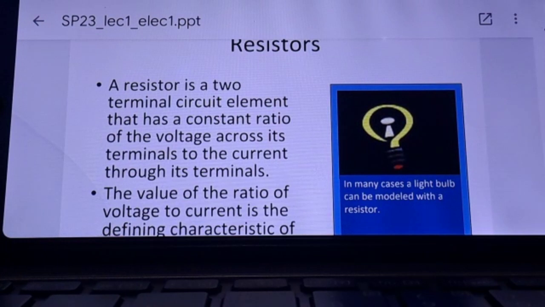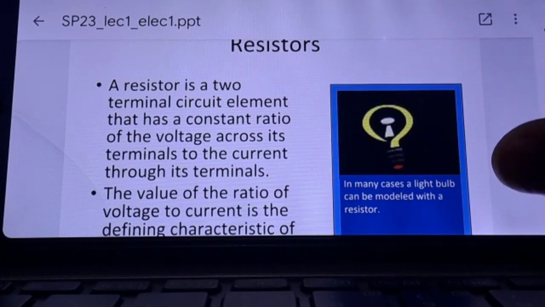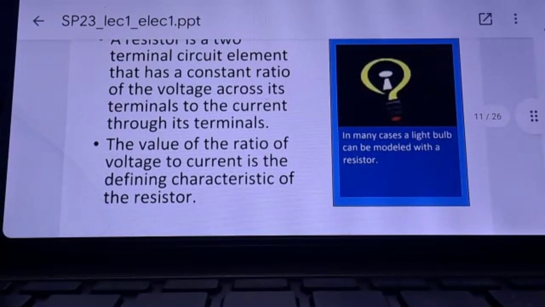Third one is the resistor. A resistor is a two-terminal circuit element that has a constant ratio of the voltage across its terminals to the current through its terminals. The value of the ratio of the voltage to the current is the defining characteristic of the resistor.